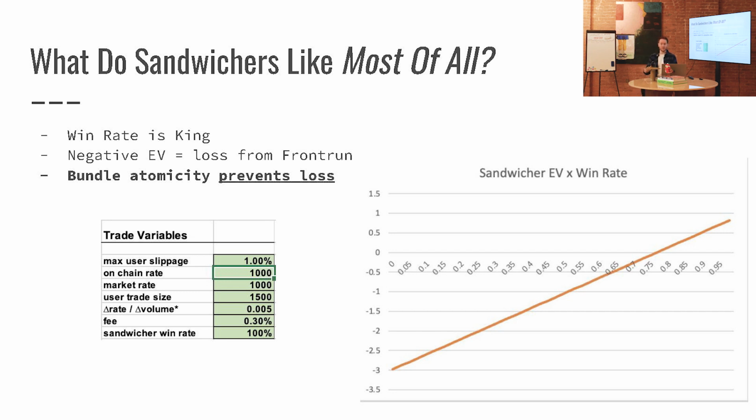And so one of the main things that sandwichers are looking for is this concept of bundle atomicity. It's very, very important for sandwichers because without bundle atomicity, they run the risk of losing money. That's very, very important to them. They don't want to lose money. And it's something that can cost them a lot.